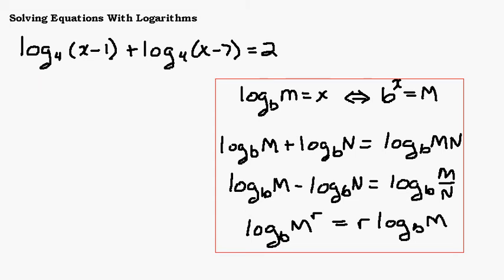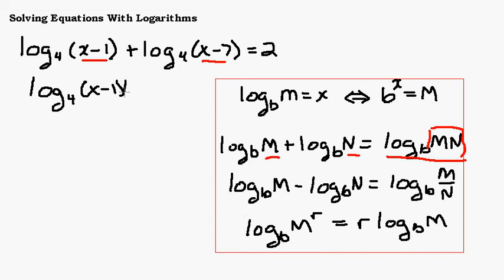So what do we get? We get the log base 4. So I'm doing this right here. Let me underline it in red. I'm doing log base 4 of m times n. So my m value is the x minus 1, and my n value is the x minus 7, and then I have to multiply m times n. Hopefully you see how that pattern is working. So I have log base 4 of x minus 1 times x minus 7. It's the log base 4 of all that equals 2.